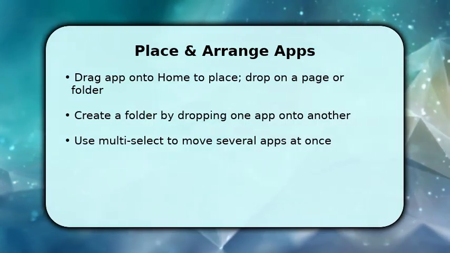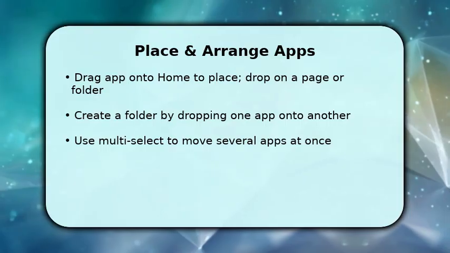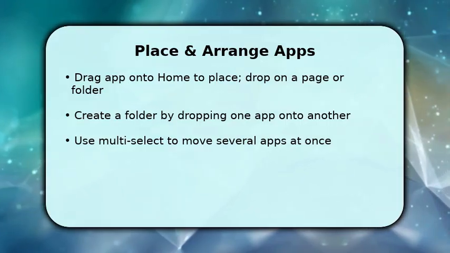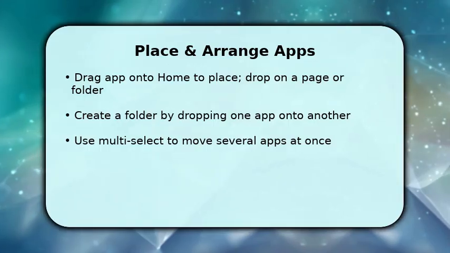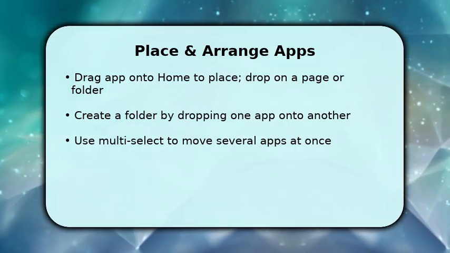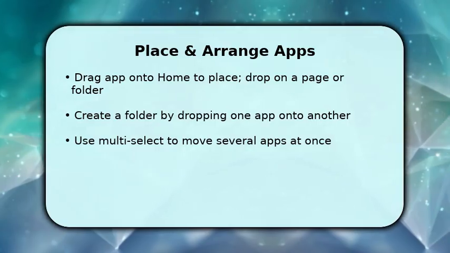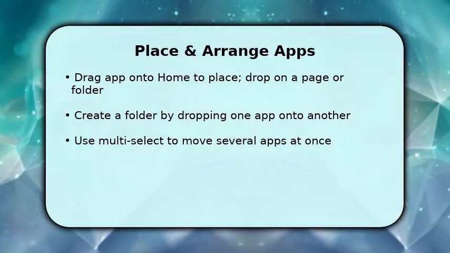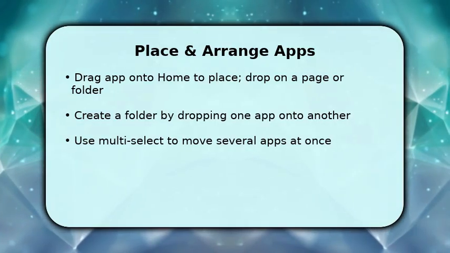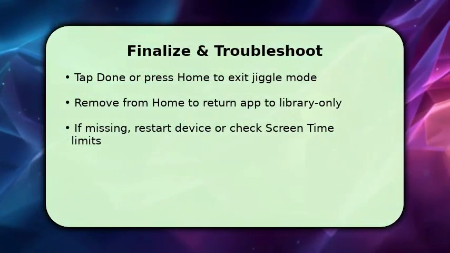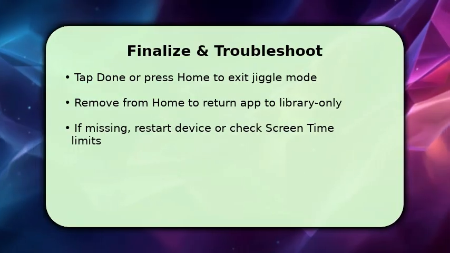If you want to move multiple apps, long press empty space to enter jiggle mode, then tap icons to multi-select and drag them together. Make sure to release in a deliberate spot so icons snap into a grid. This keeps your layout tidy and predictable. To finish, press Done or the Home button to exit jiggle mode and lock your layout.